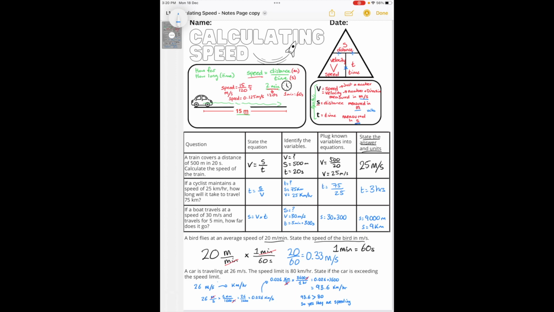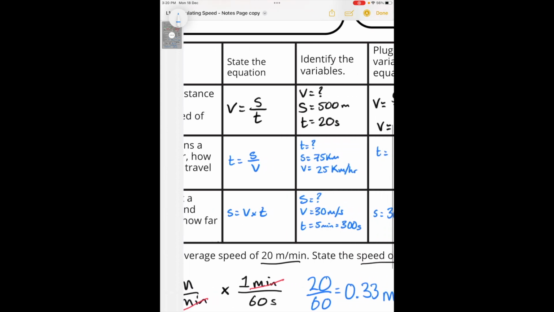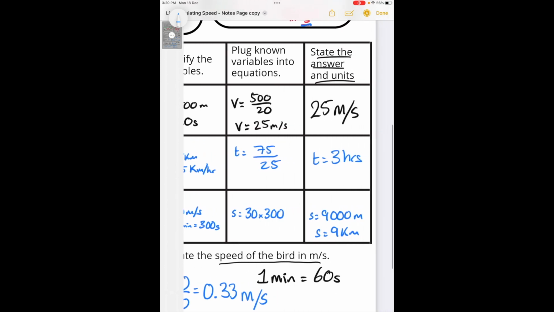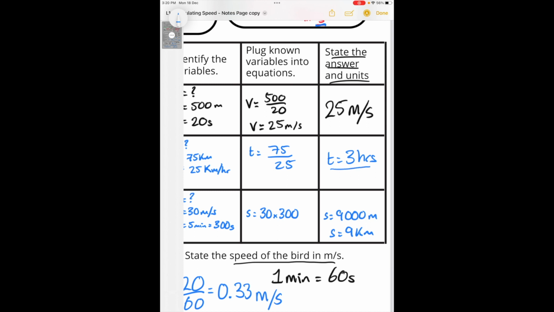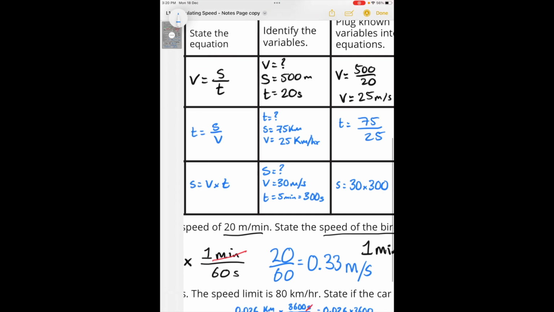Okay, so going through the questions from the last worksheet, we had these last two to finish off. A cyclist maintains a speed of 25 kilometers per hour. How long will it take for them to travel 75 kilometers? We have our equation, t equals s divided by v. We identified our variables. We plugged them in. We should get 3 hours. Now we can leave that in hours because that's what our unit was originally in.